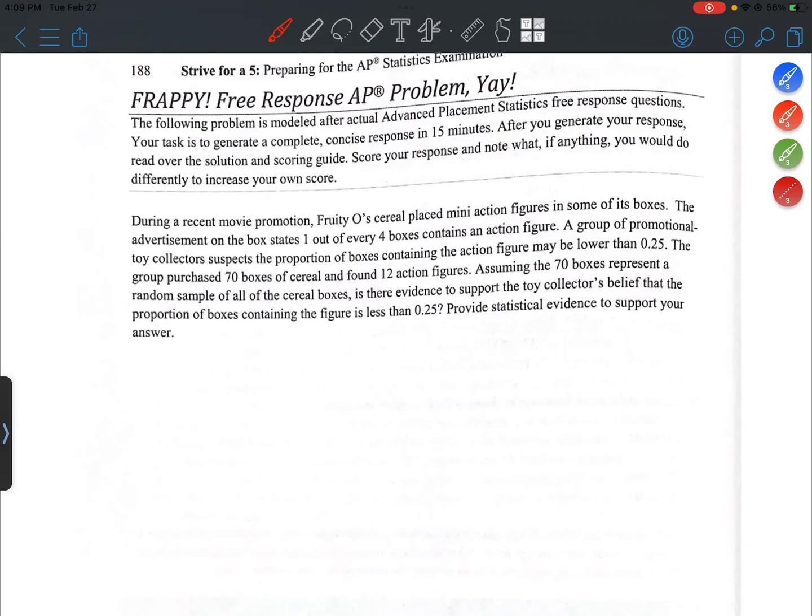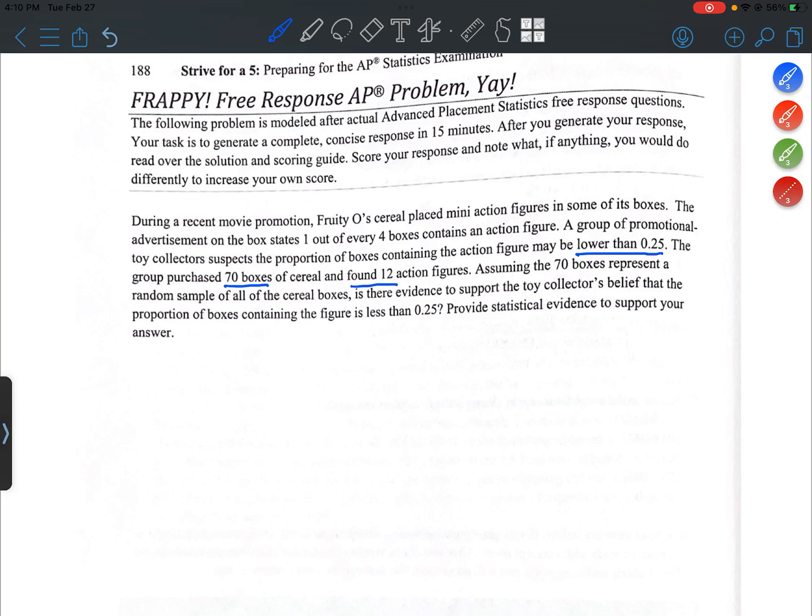During a recent movie promotion, Fruity O's cereal placed mini action figures in some of its boxes. The advertisement on the box states 1 out of every 4 boxes contains an action figure. A group of promotional toy collectors suspects the proportion of boxes containing the action figure may be lower than 0.25. The group purchased 70 boxes of cereal and found 12 action figures.